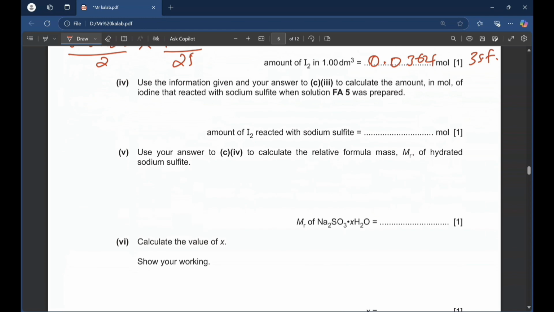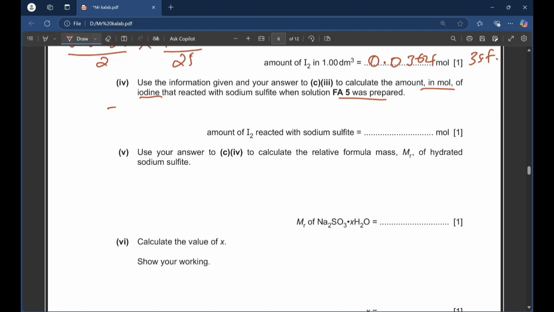Good. In C4, we're asked to use the information given and our answer in C3 to calculate the amount in mole of iodine that reacted with sodium sulfite when Fa5 was prepared. So now we're asked to determine the amount in mole of iodine reacted. We have to know the total amount of iodine, and then we have to deduct the excess amount, okay? Total minus excess would be the amount of iodine reacted.